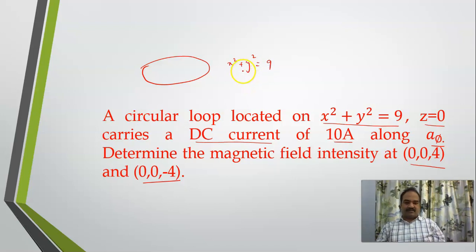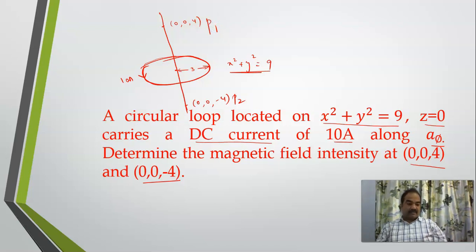I think you do remember geometry. If this is the case, its origin is at 0, 0 and its radius is how much? 3. This is the circle equation. And he's saying that this is the xy plane and z is equal to 0. It carries a DC current of 10 amperes along A phi. We have seen this problem already. Determine the magnetic field intensity at 0, 0, 4, on the z-axis, and the other point is 0, 0, minus 4. So two different points, P2 and P1.